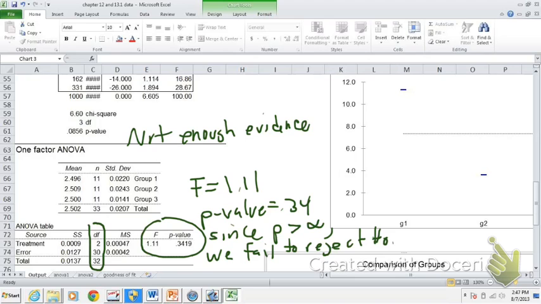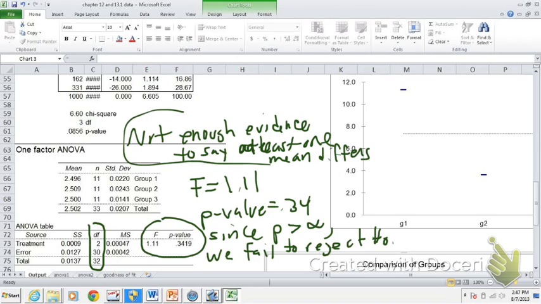To say that one mean significantly differs from the other. To say that at least one mean differs. One population mean significantly differs from the other. Okay, so a way of saying that is here we have a large p-value. We don't have enough evidence to support the research hypothesis.